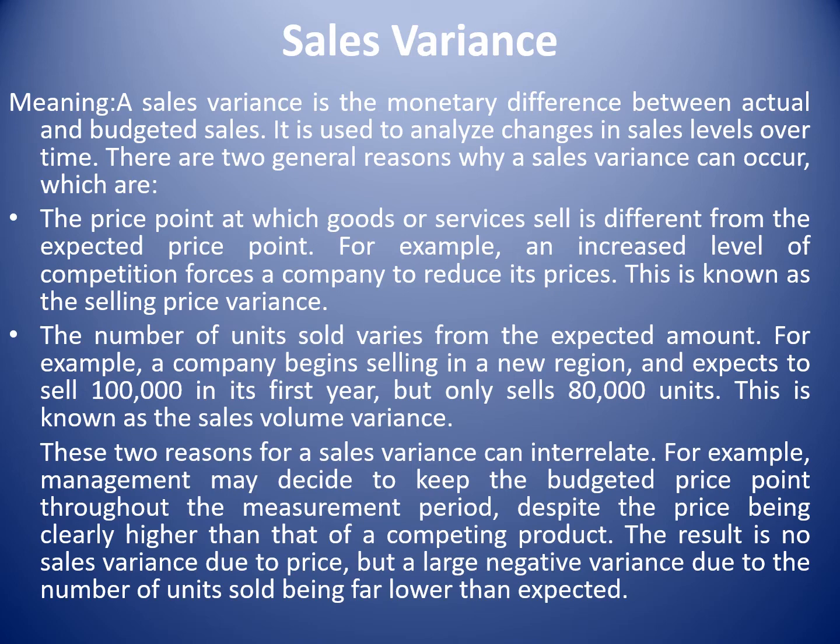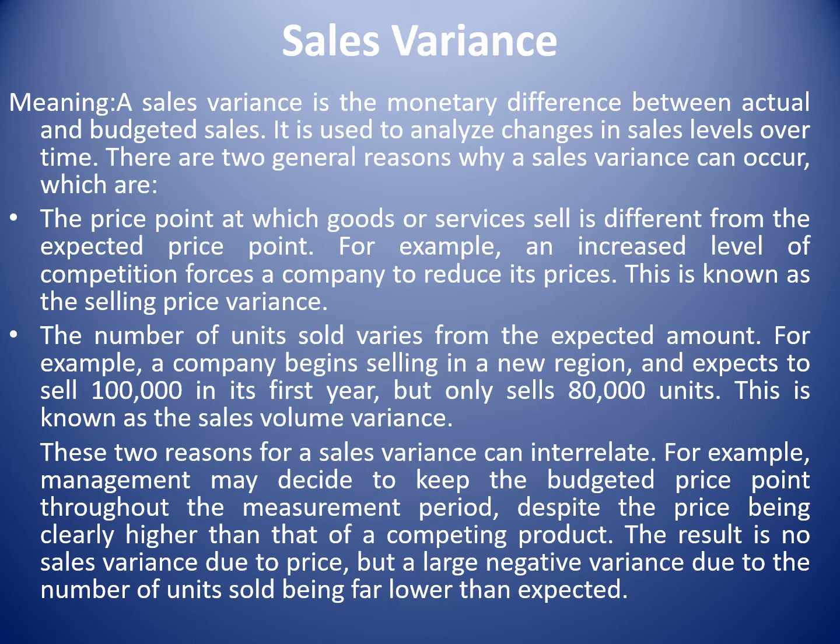There are two general reasons why a sales variance can occur. The first is that the price point at which goods or services sell is different from the expected price point. For example, an increase in the level of competition forces a company to reduce its prices. This is known as the selling price variance.